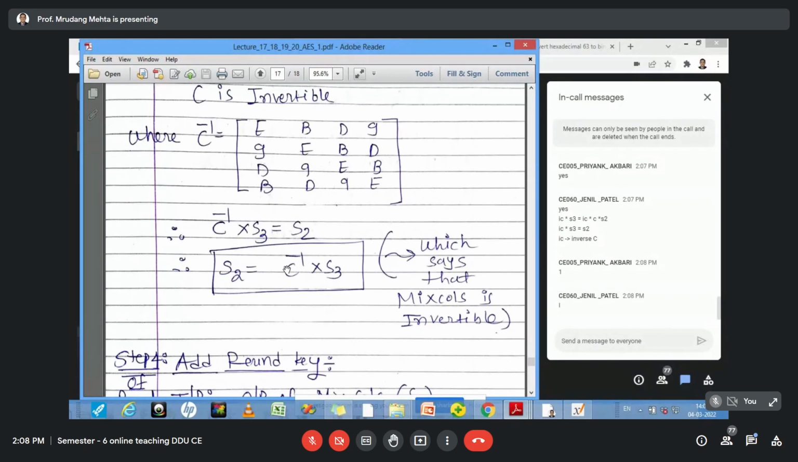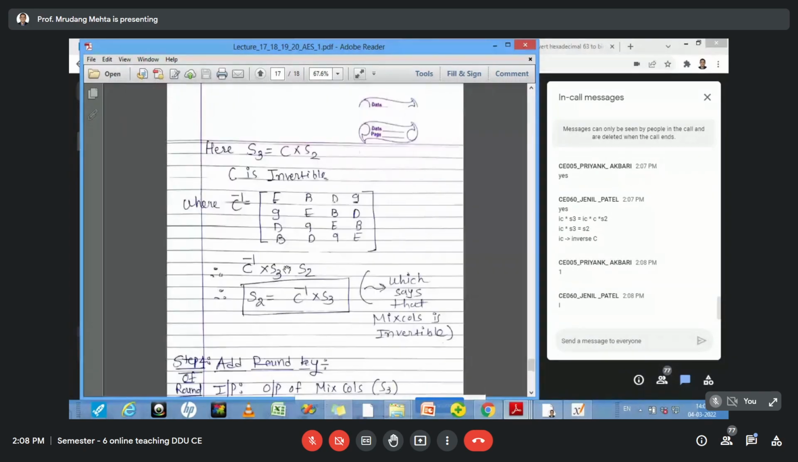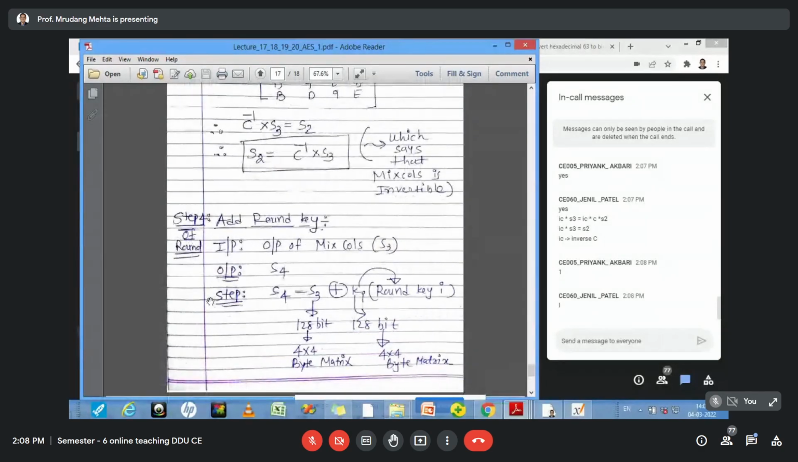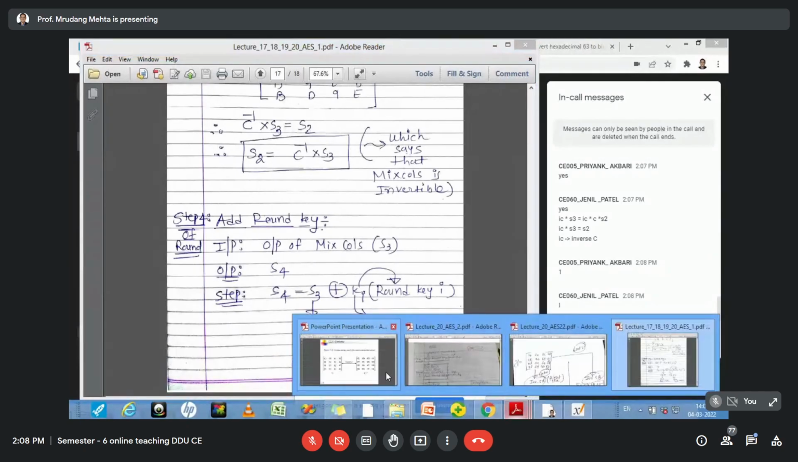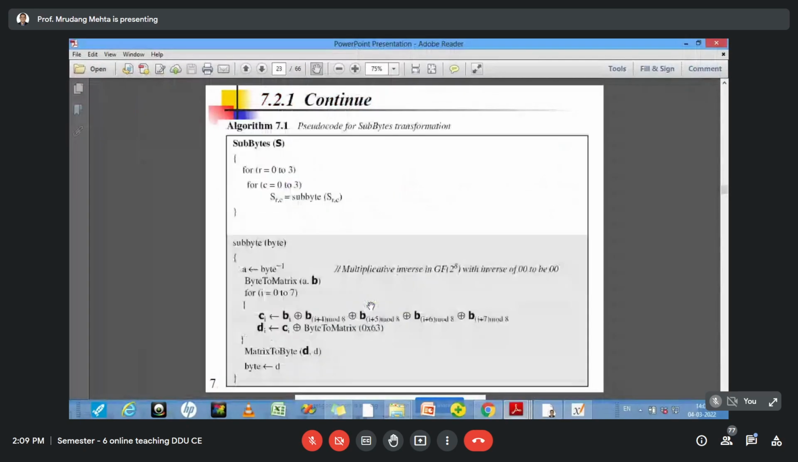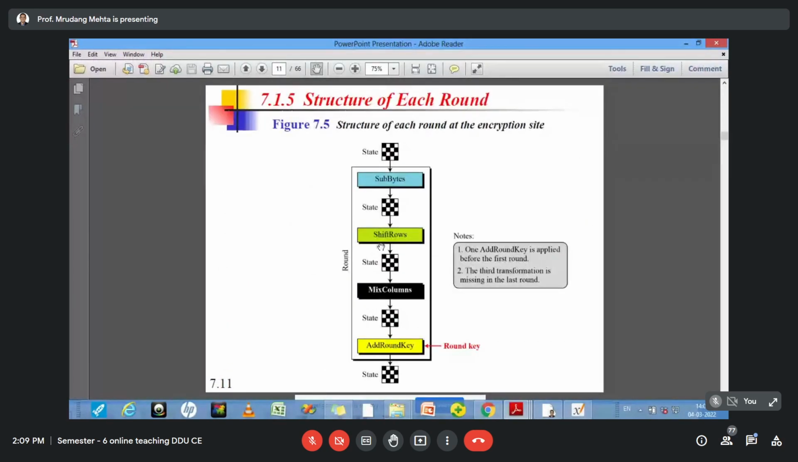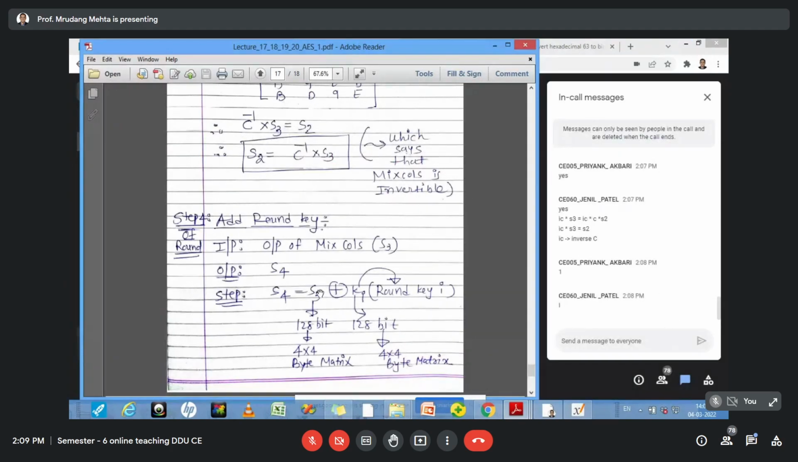Okay. Now the fourth step is add round key. So after performing this operation, first, second, third, fourth is the round key. So you have to add one round key here. So S4 equals S3 XOR round key. And this one is 128 bit and S3 is also 128 bit.